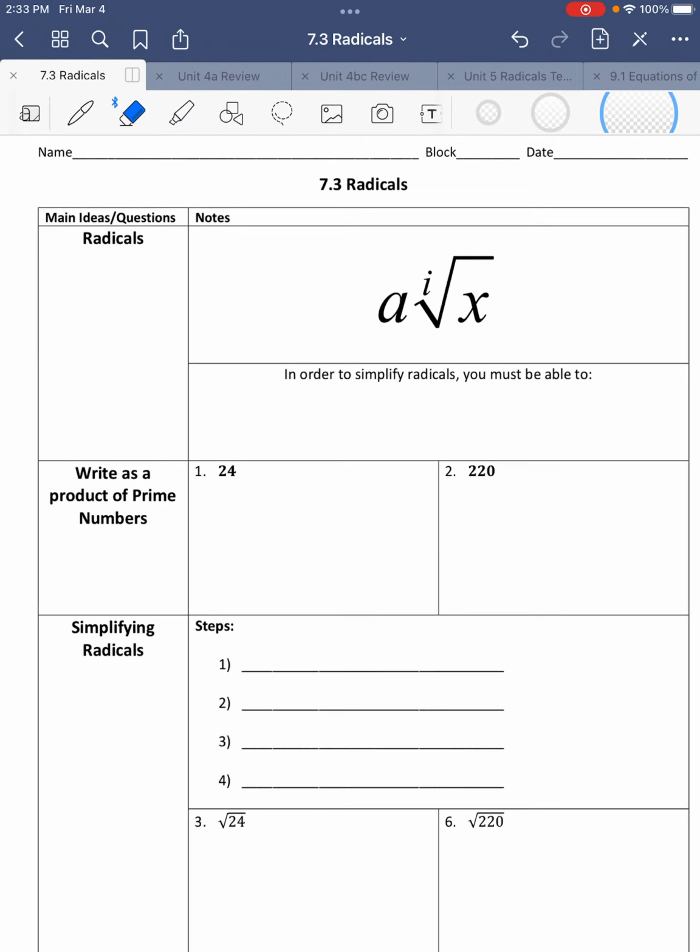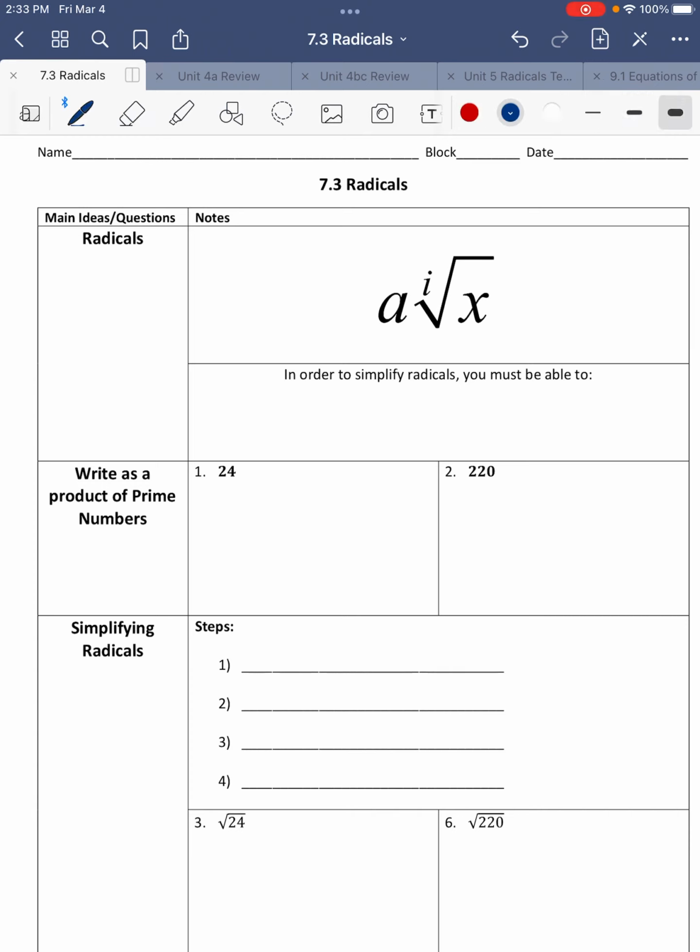All right, welcome to 7.3 radicals. We're going to start radicals here. Radicals is anytime you see this symbol, that is a radical. The different parts of the radical are, we have the A, that's usually the coefficient.